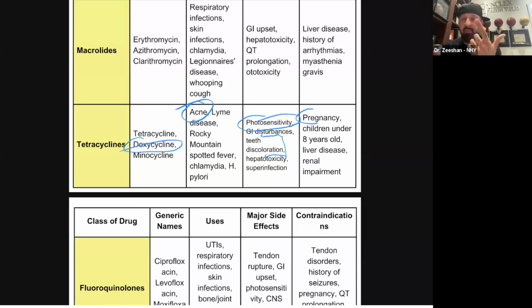I'll probably throw an azithromycin in there. I'll probably put a penicillin. I'll put all these antibiotics in there. And you're going to have to say it's a tetracycline that I'm going to use.